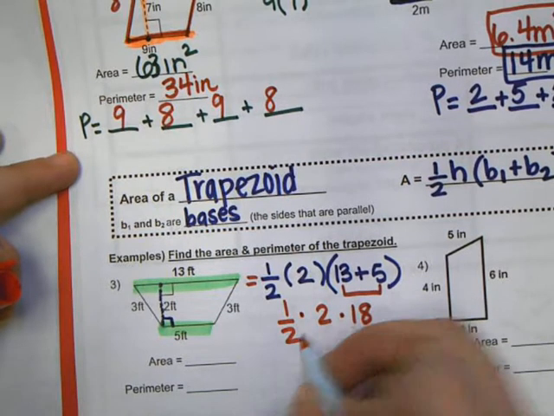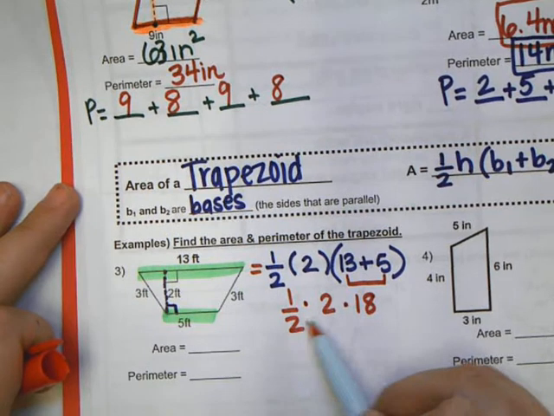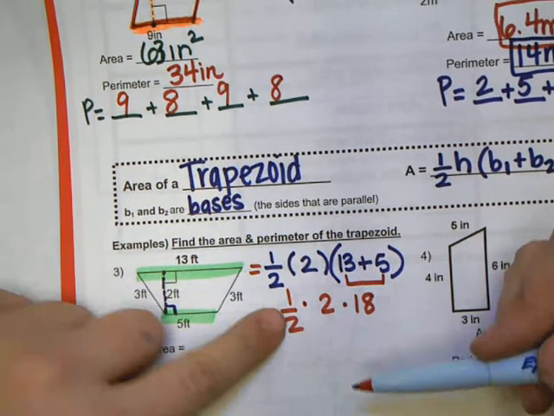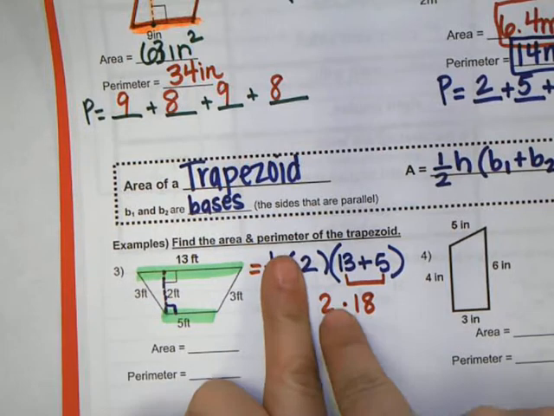So I'm going to start inside the parentheses according to order of operations. So we're going to add 13 plus 5, and then bring down the rest of the problem. And now this looks like the formula we worked on last Thursday, which was area of a triangle.